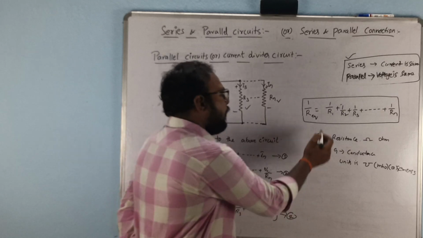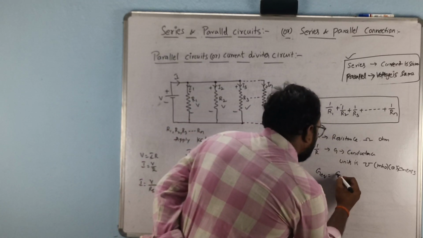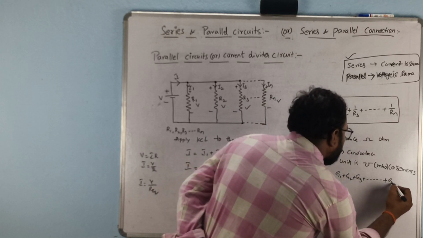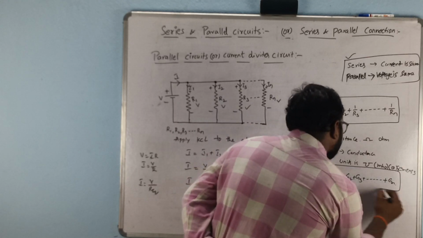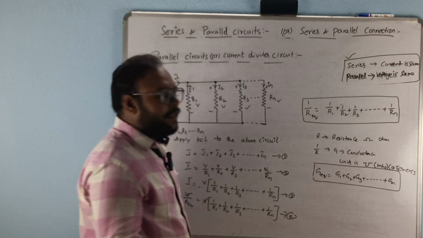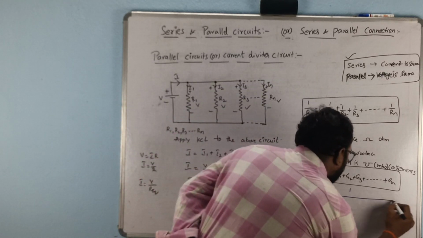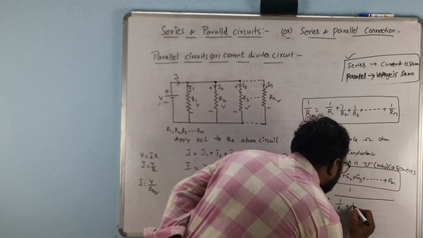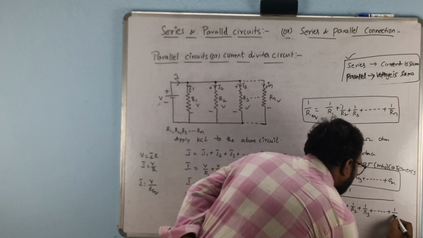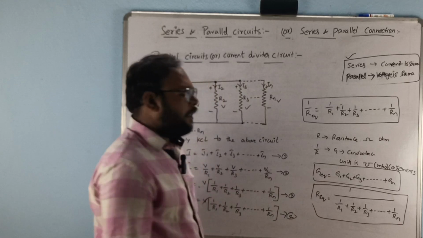If you want to write this equation in the conductance method, then G equivalent is equal to G1 plus G2 plus G3 plus and so on plus Gn. That's it. If you want to find the R equivalent, then it will become 1 by R1 plus 1 by R2 plus 1 by R3 plus and so on plus 1 by Rn. Okay, this is the thing.